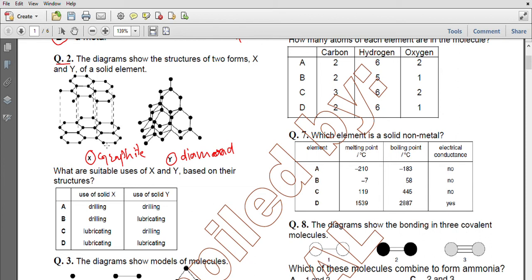So here, what are suitable uses of X and Y based on their structures? We can say due to the layers inside the graphite structure, it can slide over each other and is soft, can be used as lubricant. The diamond, which is the hardest material, can be used for drilling, so we have to choose option C as the best option, keeping in mind the correct uses of both graphite and diamond.